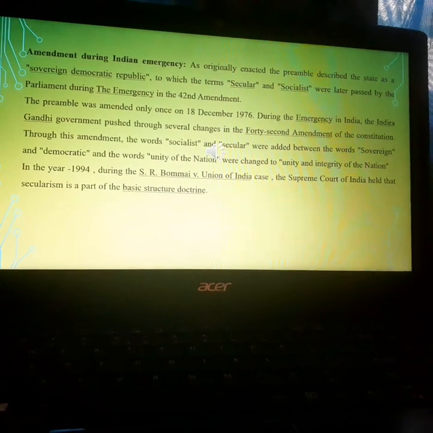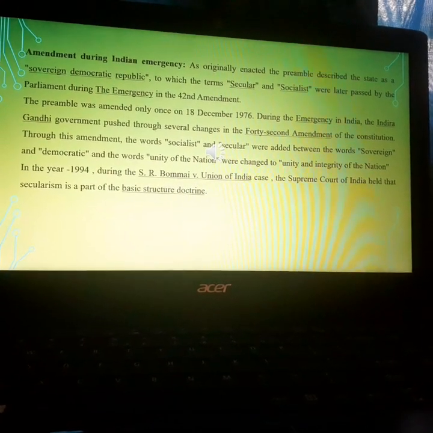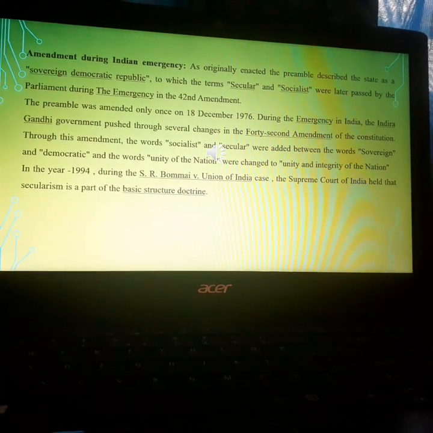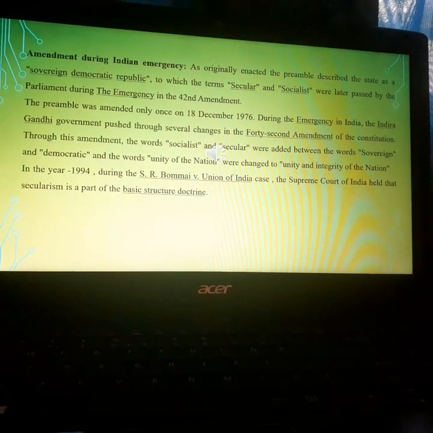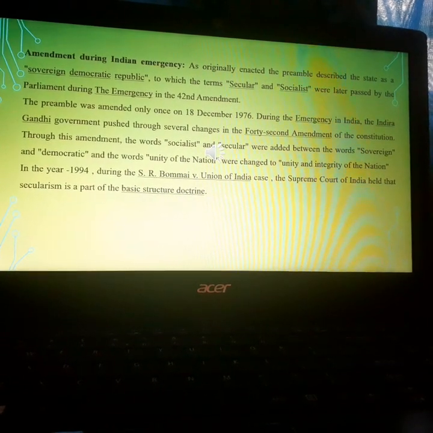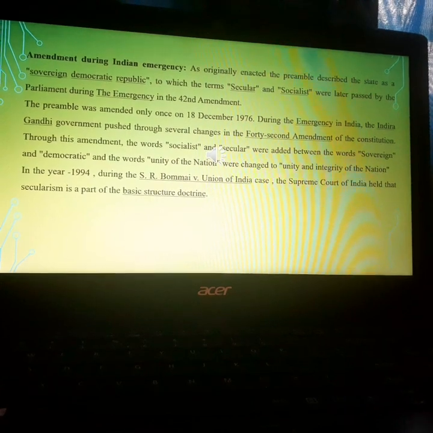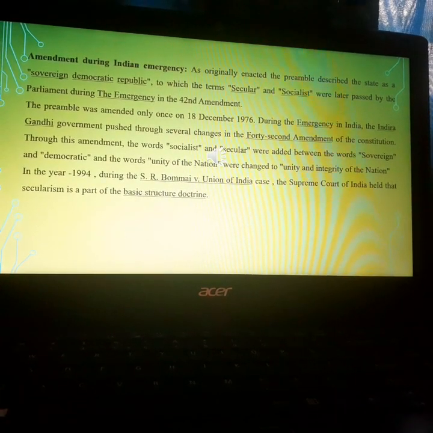In the year 1994, during the S.R. Bommai versus Union of India case, the Supreme Court of India held that secularism is a part of the basic structure doctrine.